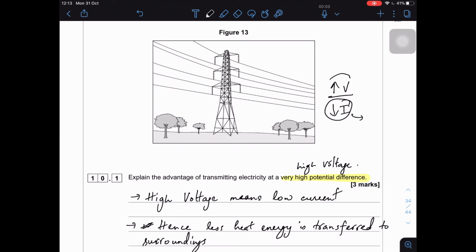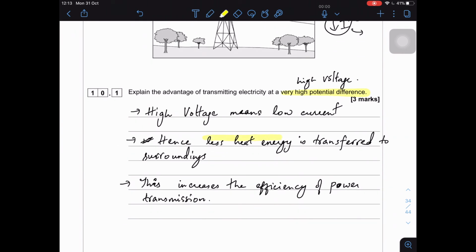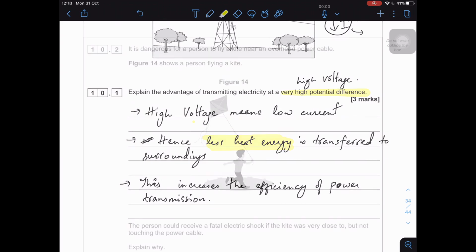So what I will do is increase the voltage, which will decrease the current, which means it will decrease the amount of energy lost as heat. So we don't want any heat energy lost. Okay, so these are the 3 points you need to mention: high voltage, low current, less heat energy transfer.